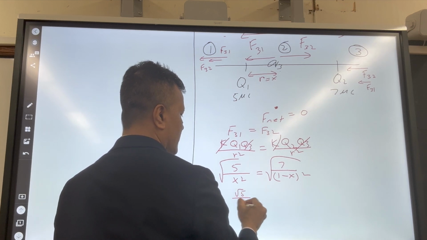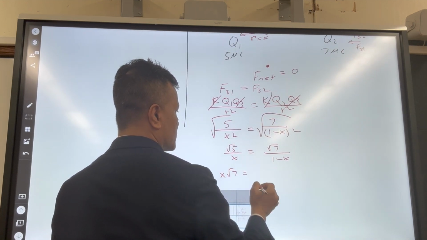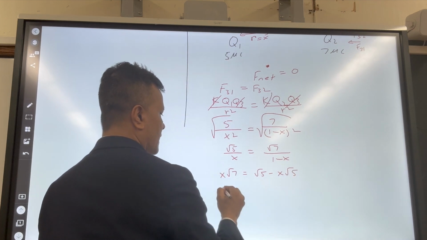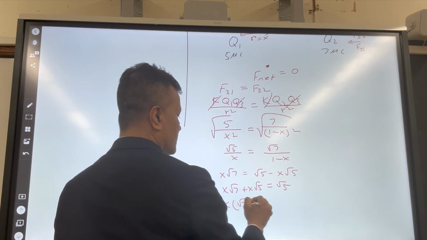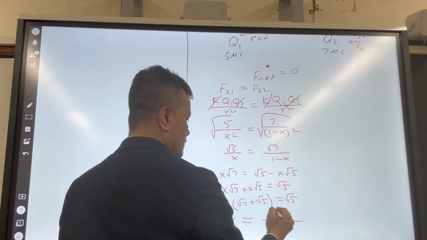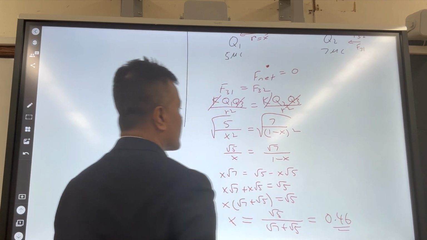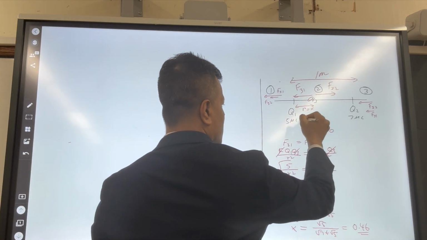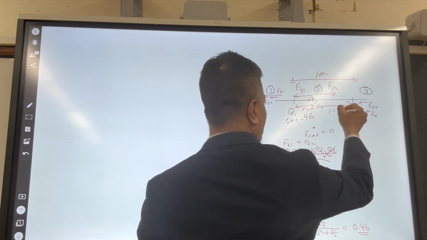So the square root of 5 over x is equal to the square root of 7 over 1 minus x. x root 7 is equal to root 5 minus x root 5. x root 7 plus x root 5 is equal to root 5. x times root 7 plus root 5 is equal to root 5. x is equal to root 5 over root 7 plus root 5. And this is equal to 0.46 or something. So the distance between Q1 and Q3 is 0.46. And the distance between Q3 and Q2 is 1 minus 0.46.